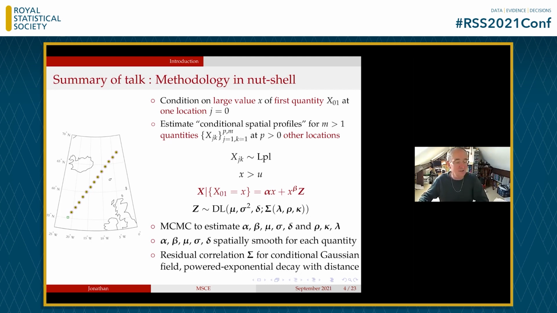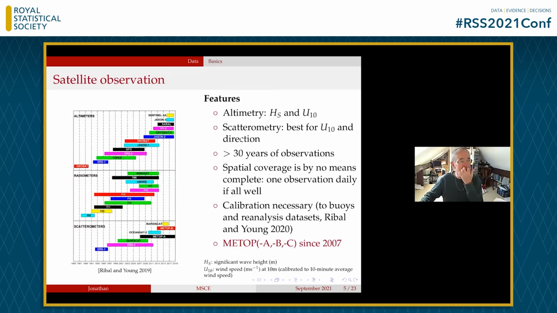Now that I've told you that, the rest of the talk is basically just taking you through some pictures to show you how different things work. So satellite observations: there are basically altimeters, radiometers, and scatterometers. Altimetry is definitely the best way of measuring HS, that's significant wave height. That's the roughness of the ocean surface, so when people talk about storms, they talk about HS, significant wave height.